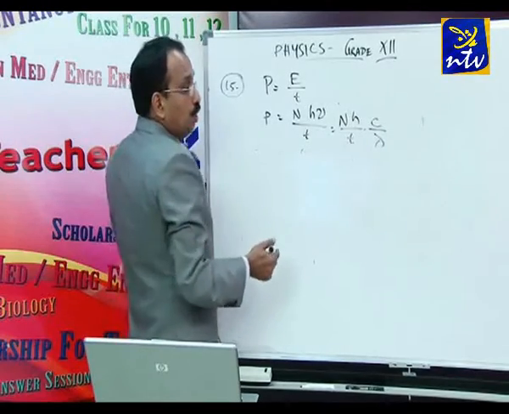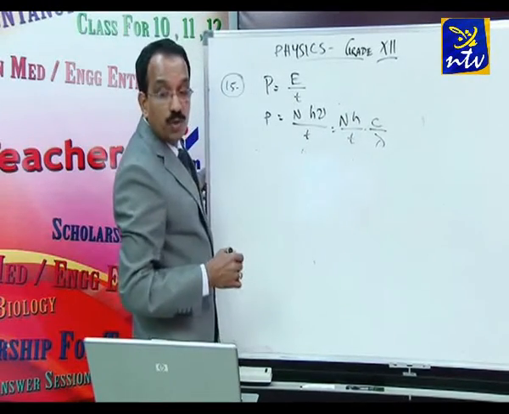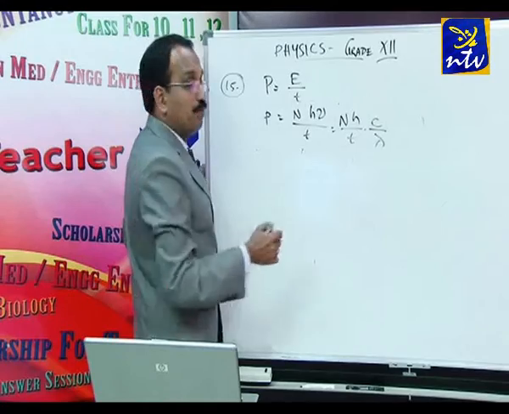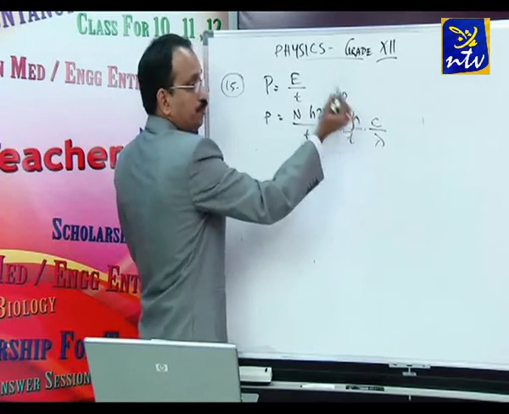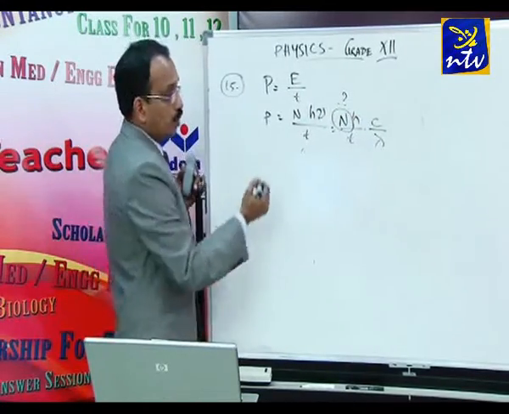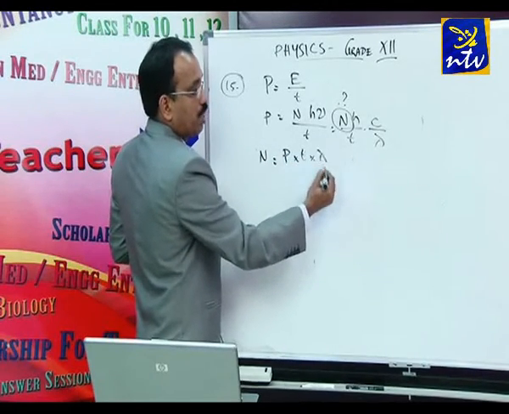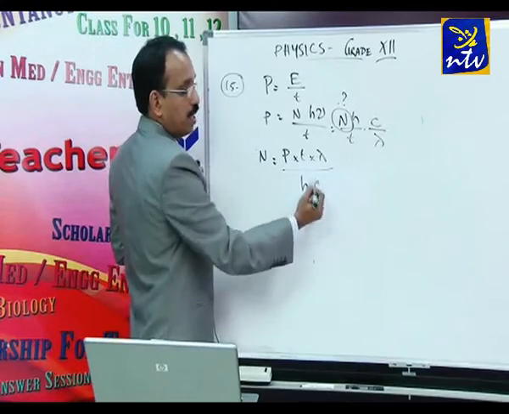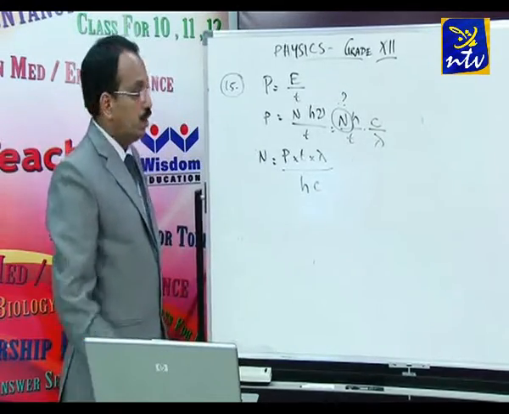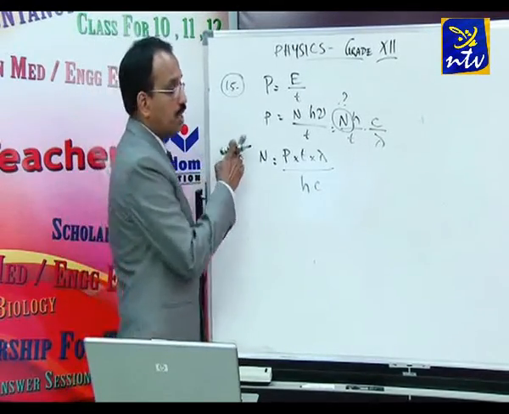All right. So what we are going to find is how many photons are emitted by the source in 2 minutes time. So n is the question. So n is equal to what then? Power times t times lambda divided by hc. Is it clear? I think all of you can see it.